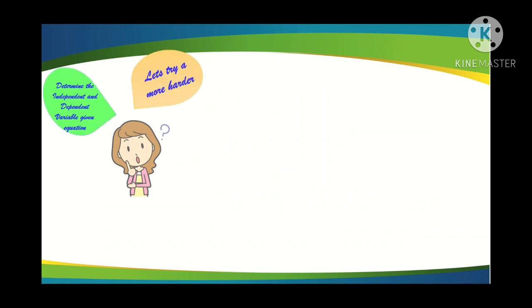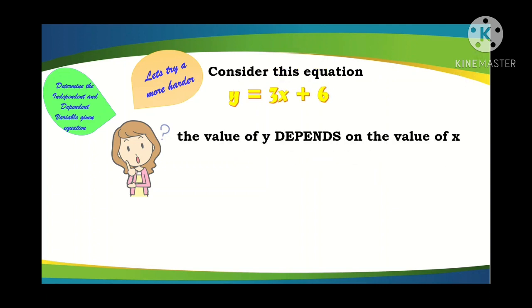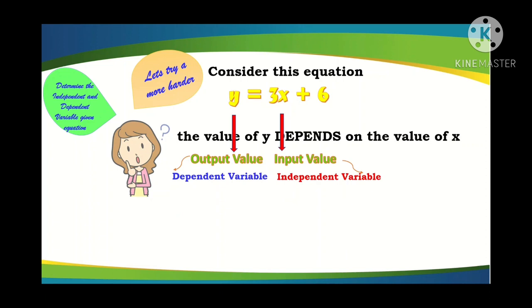Let's try a harder one. Determine the independent and dependent variable given the equation. Consider this equation: y = 3x + 6. So the value of y depends on the value of x. That means y is our output value or the dependent variable and x is the input value or the independent variable. Let's have a table. We have the set of values of x, that is the input, and y our output.